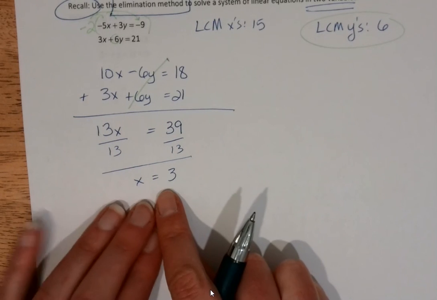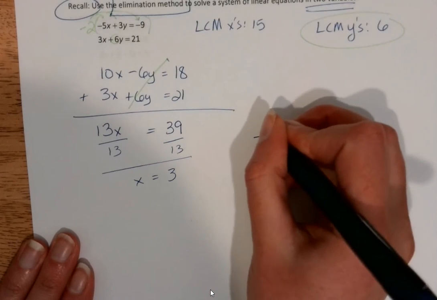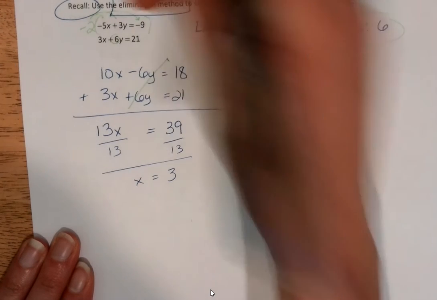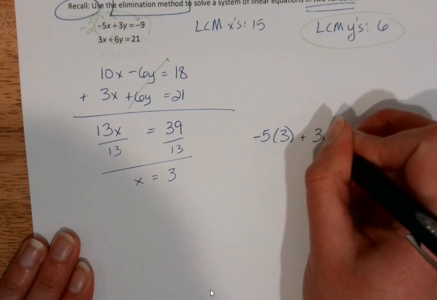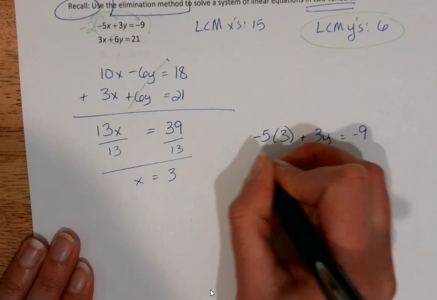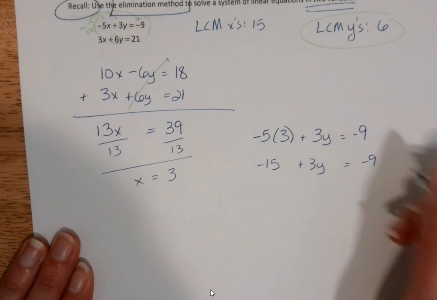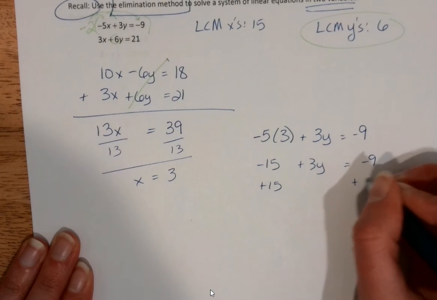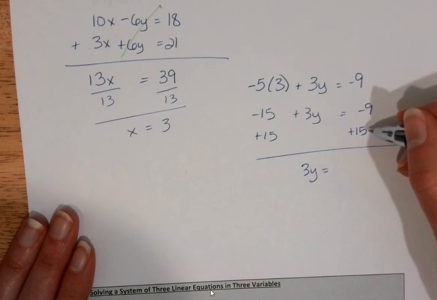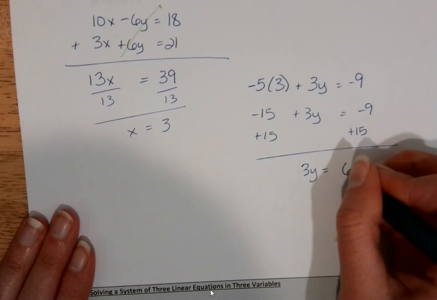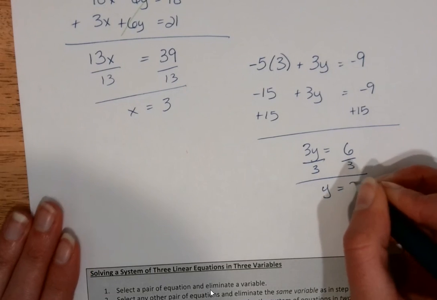Once we had the x value, we would go back into one of the originals to find the y value. So negative 5 times, I'll just use the top equation, the x value of 3, plus 3 times y equals negative 9. That's negative 15 plus 3y equals negative 9. And if I add that 15 to both sides, we're going to be on track to solving for y. That leaves 3y equals negative 9 plus 15, which is 6. And if I divide both sides by 3, I get y equals 6 divided by 3, which is 2.